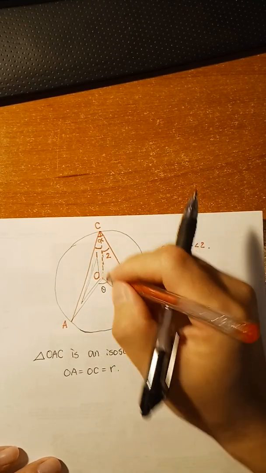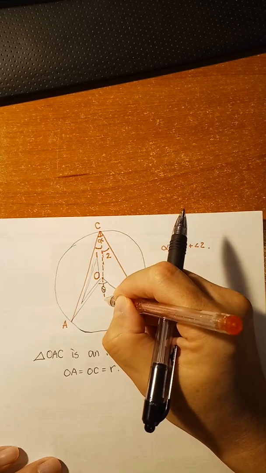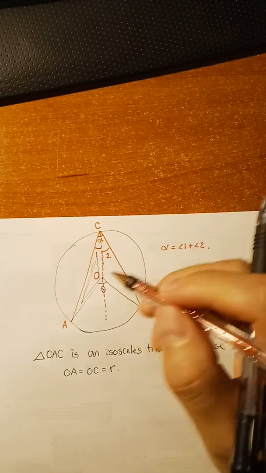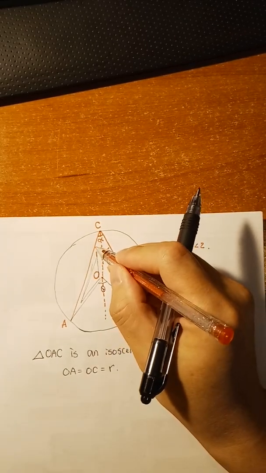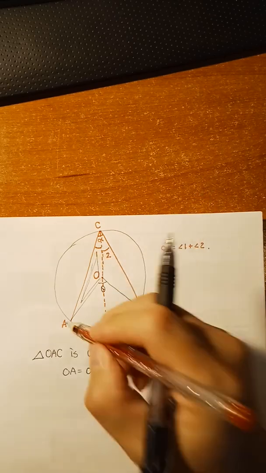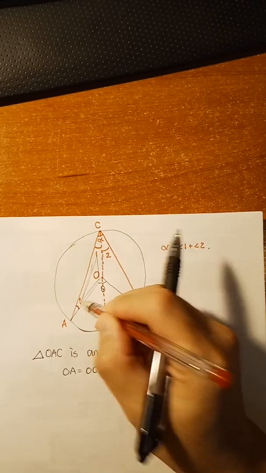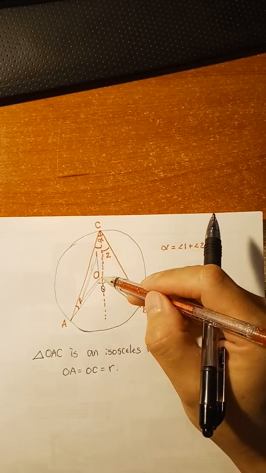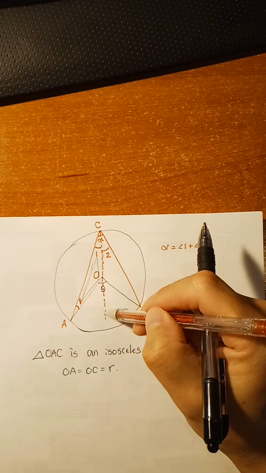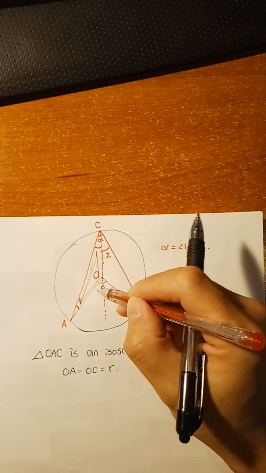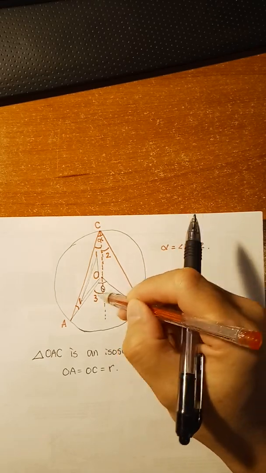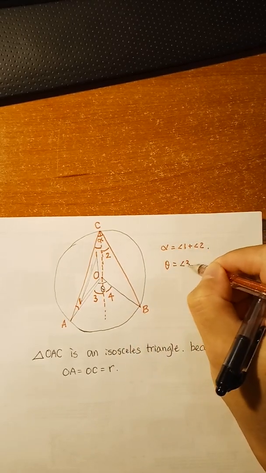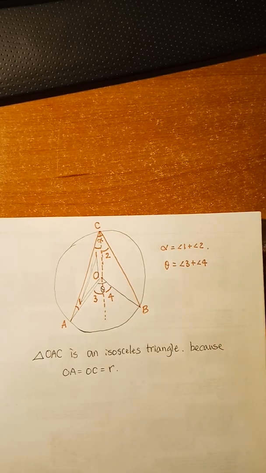Here let's extend this radius a little bit. From the isosceles triangle, we know that this angle is angle 1, then this angle is also angle 1, because this side is equal to this side. And since we extended this radius, theta is also divided into 2 parts. We call this part angle 3 and this part angle 4. So theta is angle 3 plus angle 4.